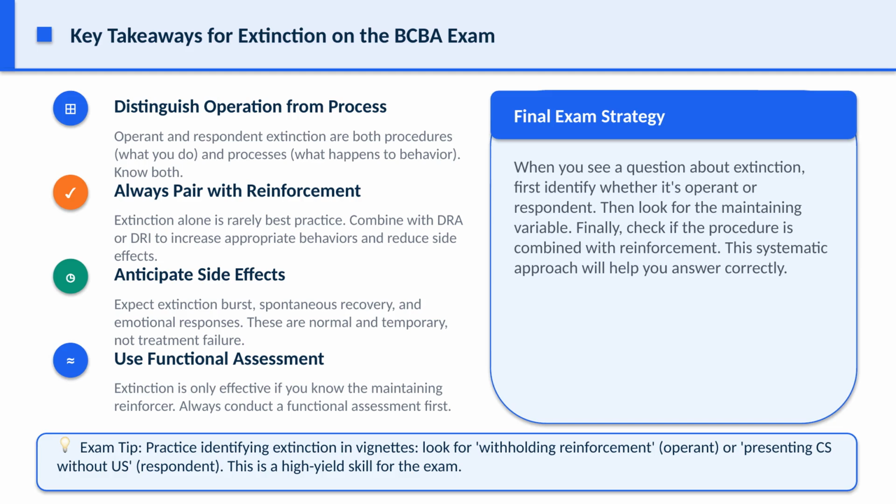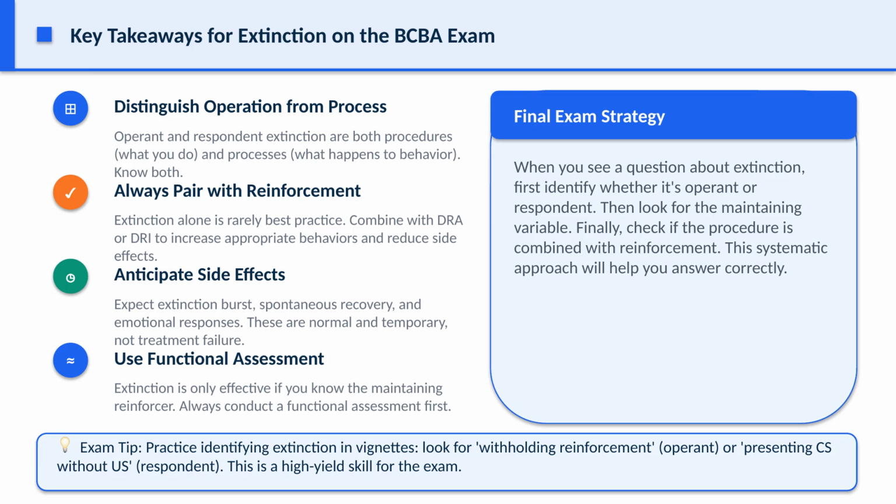For the BCBA exam, you must understand that extinction is both a procedure, what you do by withholding reinforcement, and a process, which is the resulting decrease in behavior over time. This distinction applies to both operant and respondent extinction, so be ready to identify each on the test. A critical takeaway is that extinction is rarely best practice on its own. You should always pair it with differential reinforcement, such as DRA or DRI, to increase appropriate behaviors and reduce side effects like extinction bursts, spontaneous recovery, and emotional responses. Remember, these side effects are normal and temporary, not signs of treatment failure.